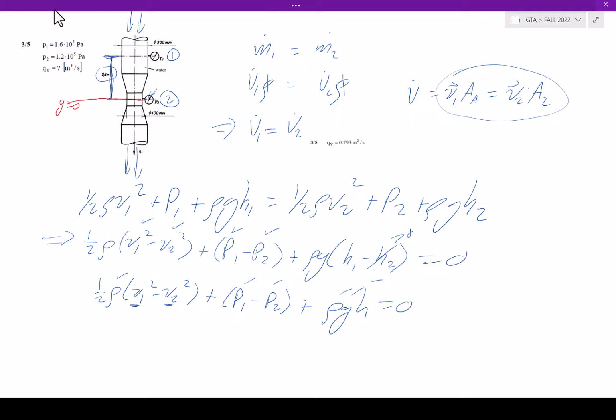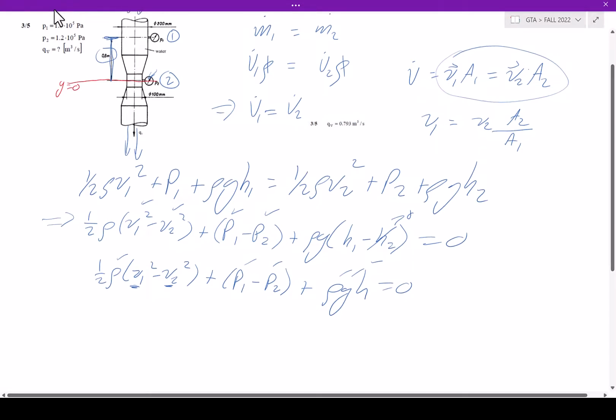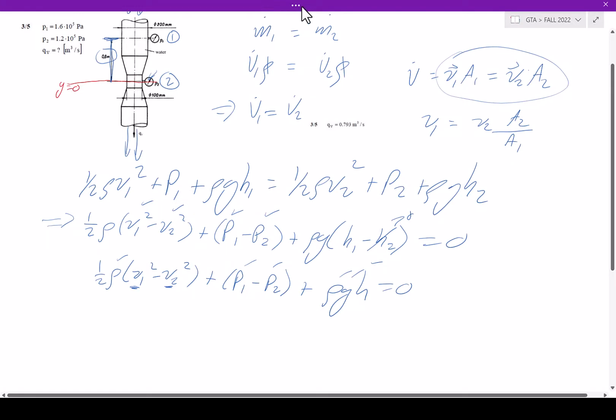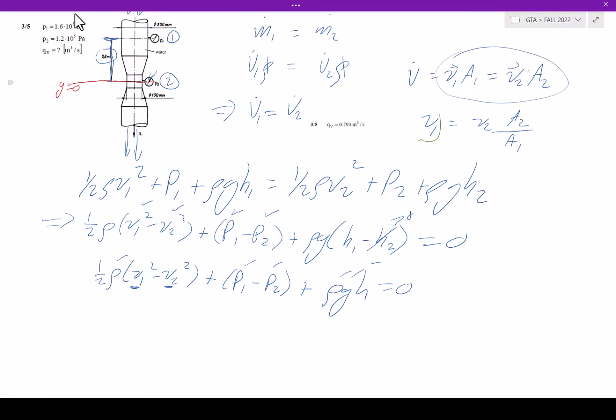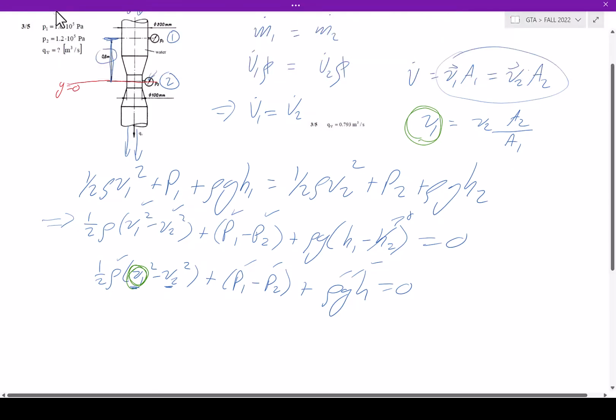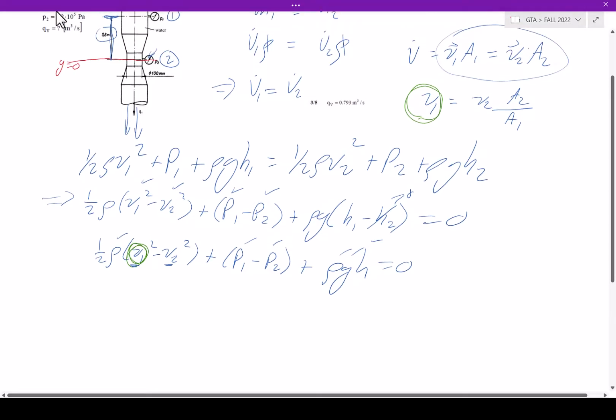So you can go ahead and pick whichever one you want. I guess I'll just say V1 is equal to V2 times A2 over A1. This should be A1. Okay? So now what I'm going to do is take this thing right here and plug it in right here. When I do that, I'll then have an equation with one unknown.